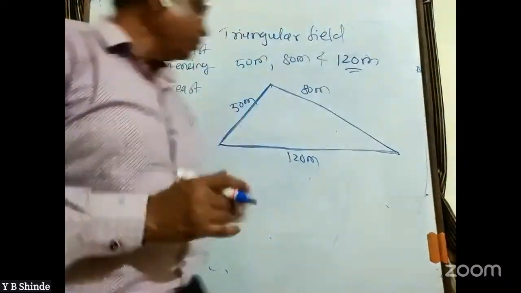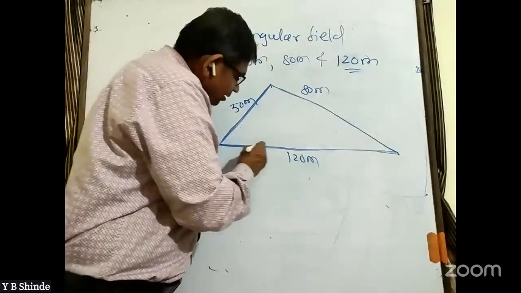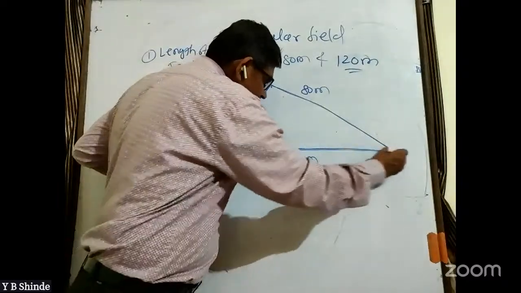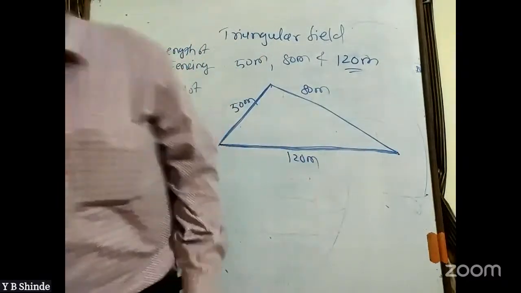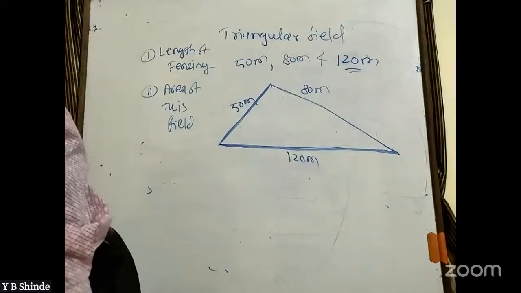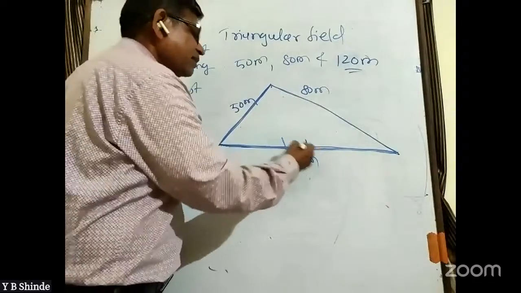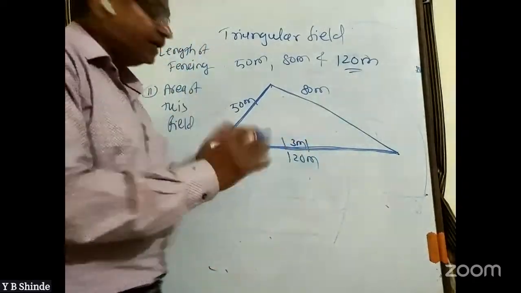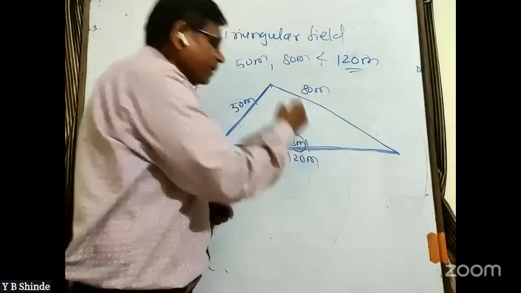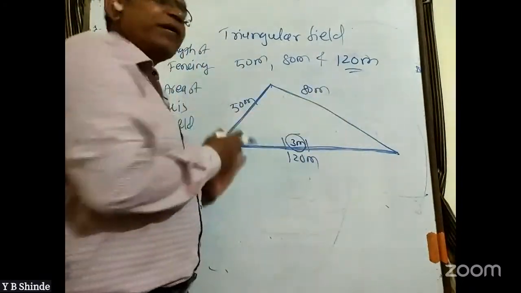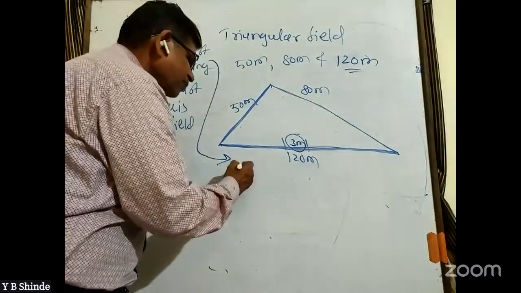Now see here, but one condition is that this is the 120-meter side of the field, and there is a 3-meter gate. Yes, there is a 3-meter open gate, and you have to fence it. But you have to subtract 3 meter from the total perimeter. So what will be the length of fencing?